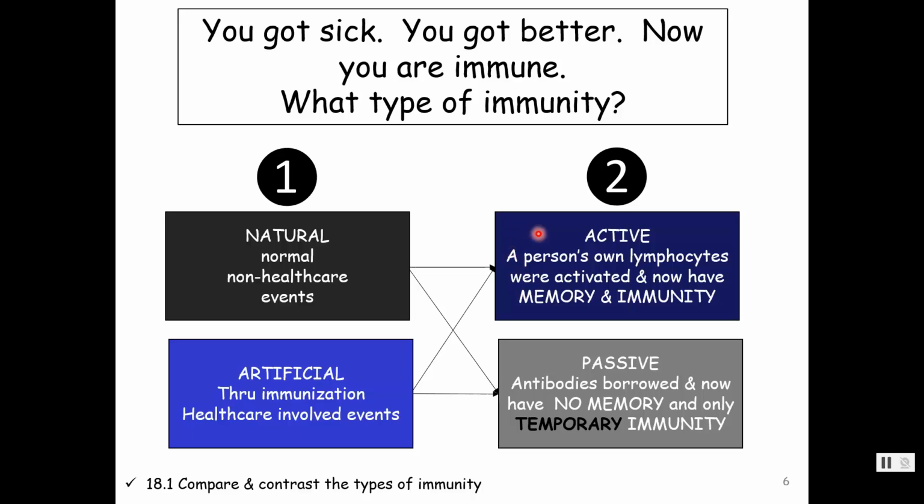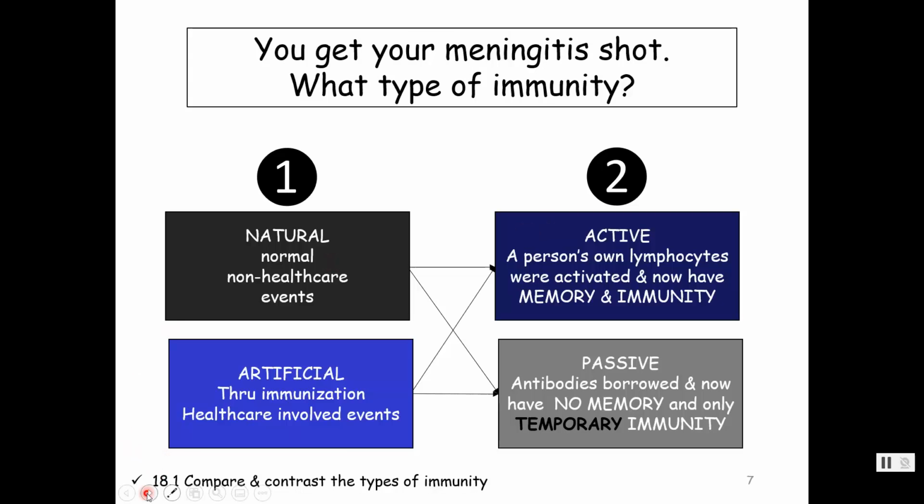So that means your lymphocytes were activated. They responded to the antigen. You now have memory cells, so probably memory B cells, memory T cells, and so you now have immunity. So it's going to be natural, active immunity is the type of immunity someone has when they get sick. All right, let's see if you can do the next one without me.